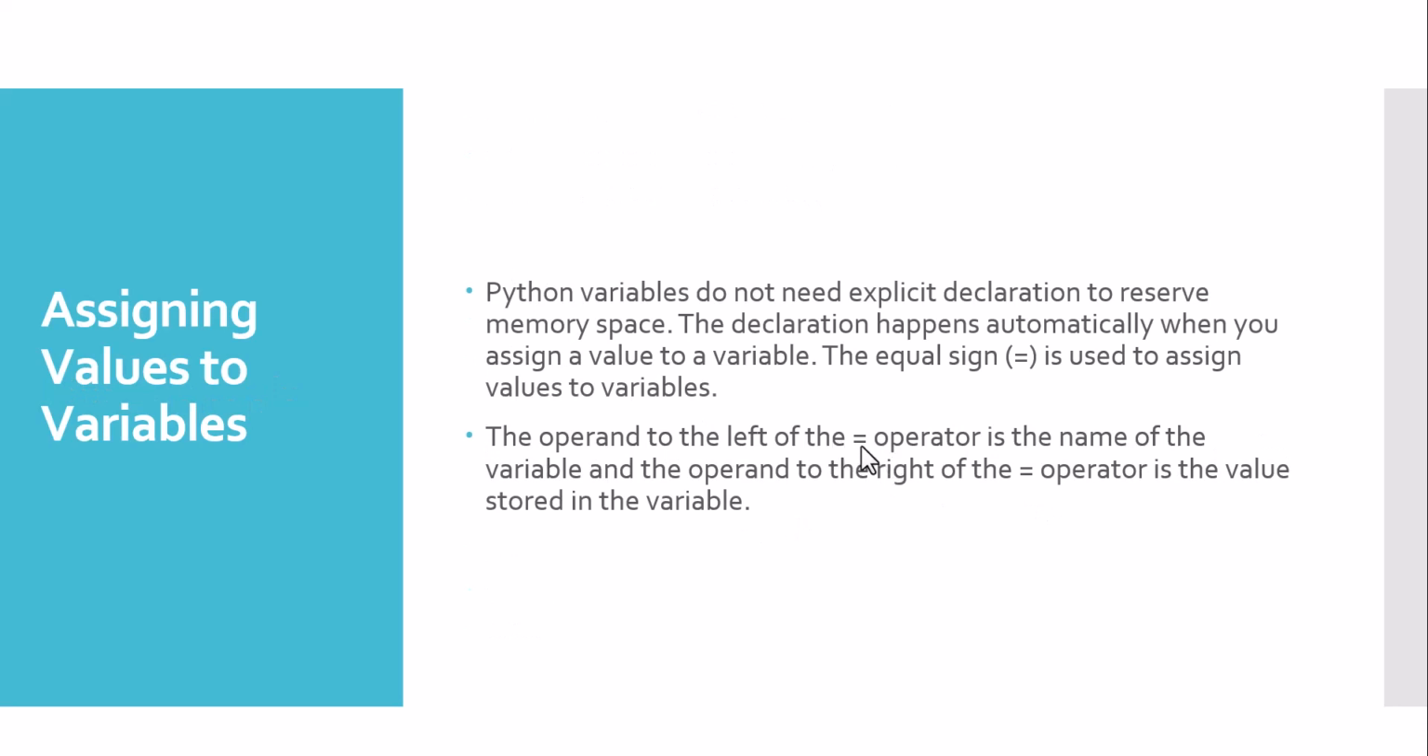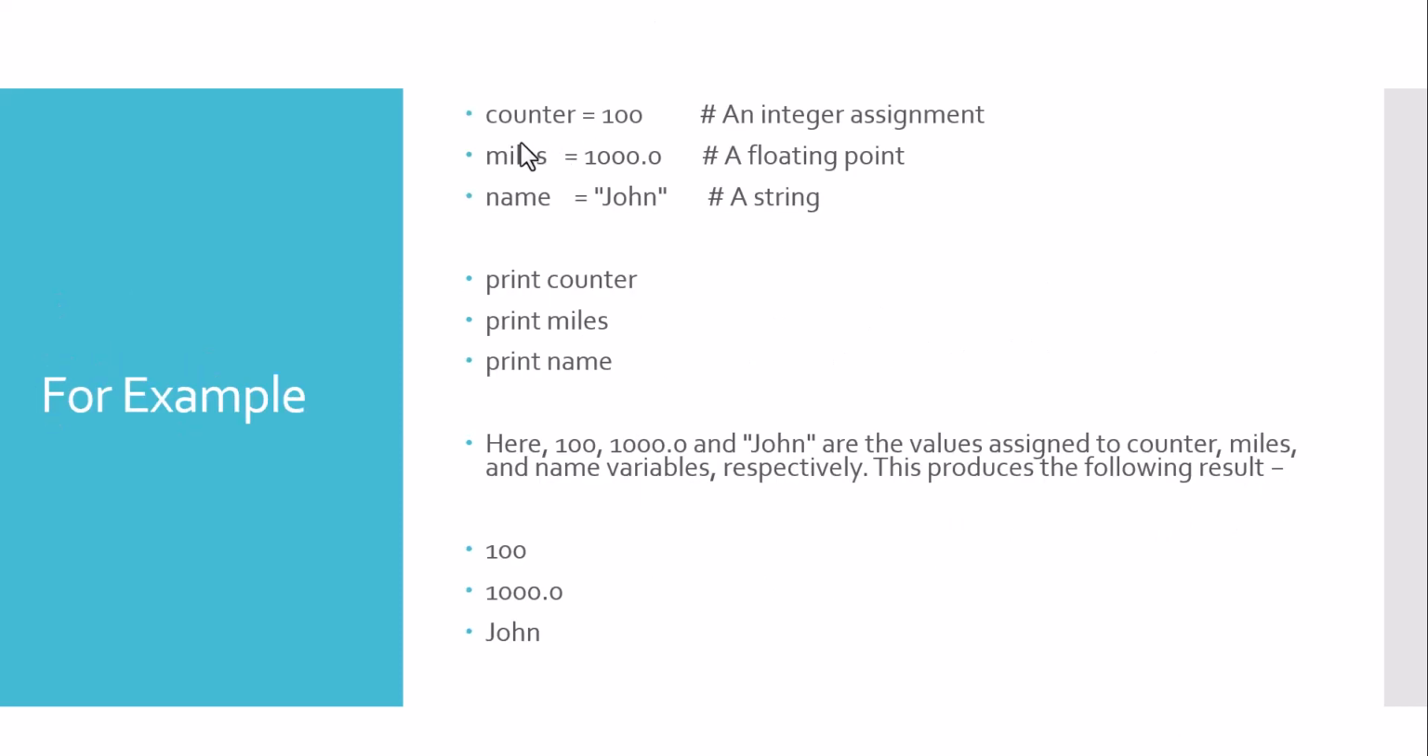On the left side of the equal operator, the operand is known as the variable, and the operand on the right side of the equal operator is the value that is stored in the variable. For example, counter: counter is the left side operand, equal is the operator, and the right side operand is the value. Counter is the variable, counter equals 100, which means we are assigning 100 to the counter. This is nothing but an integer assignment. We are assigning an integer to the counter.